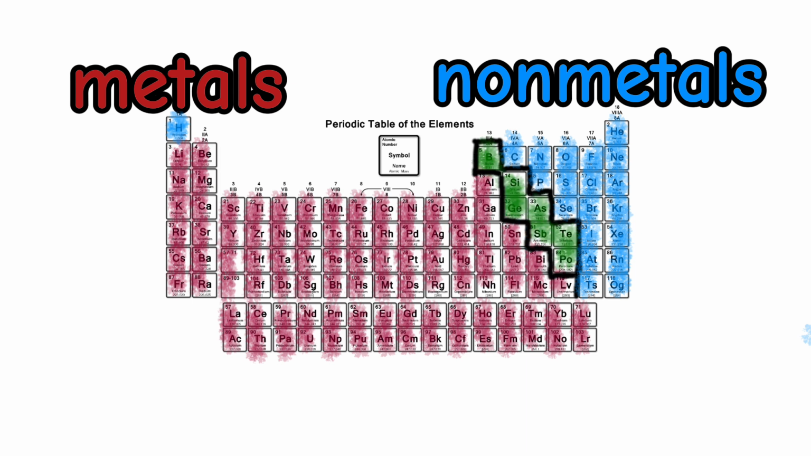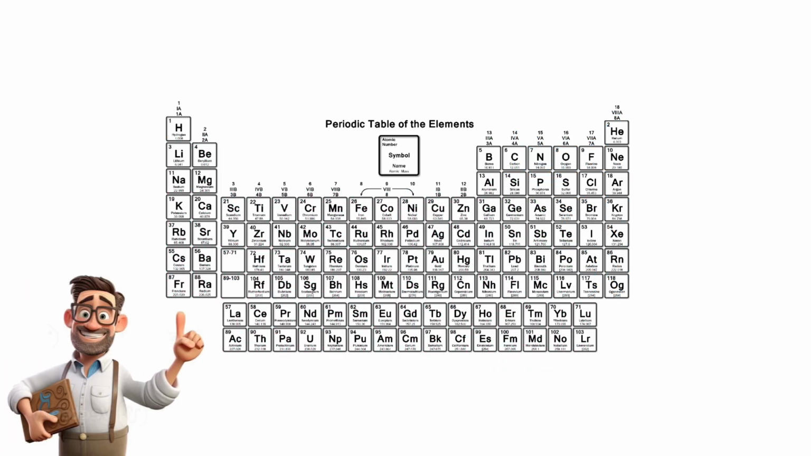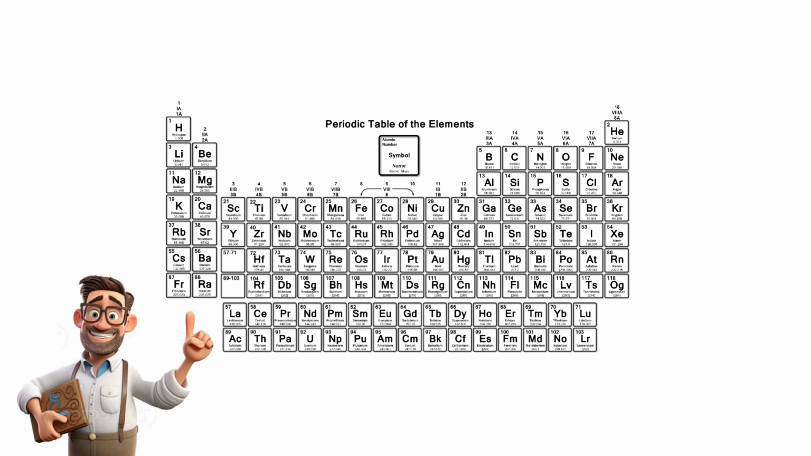Many of the elements that lie along the line that separates metals from nonmetals have properties that fall between those of metals and those of nonmetals. These elements are often referred to as metalloids. Also, elements can be divided into many large categories. Each category has its own behavior.